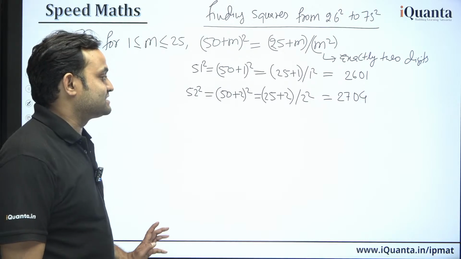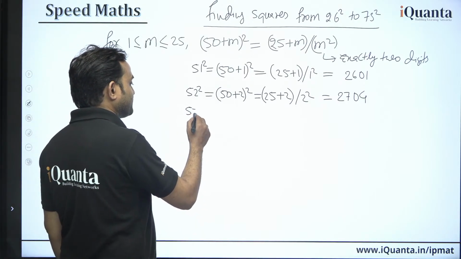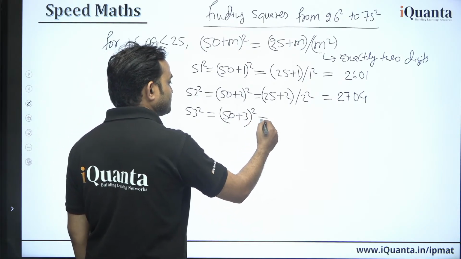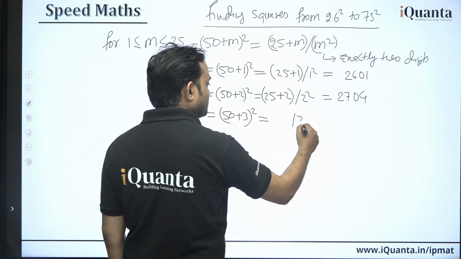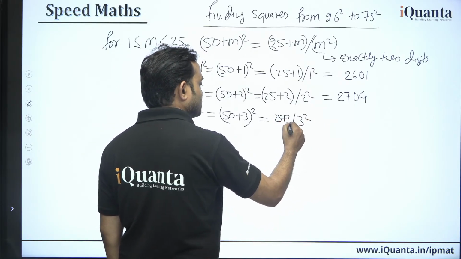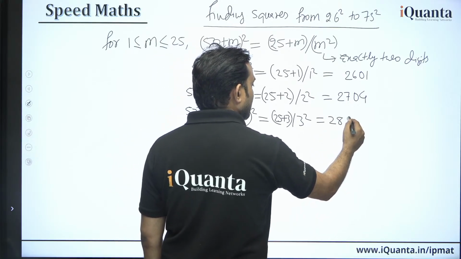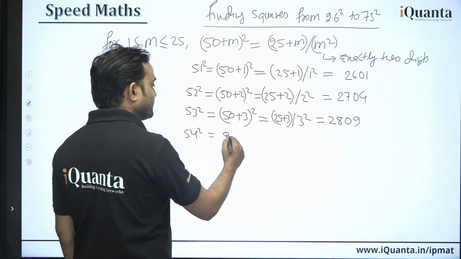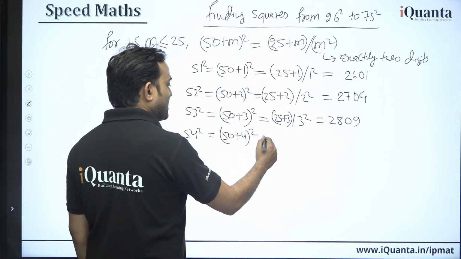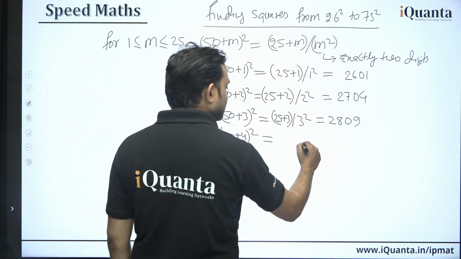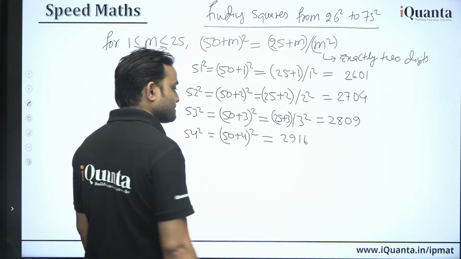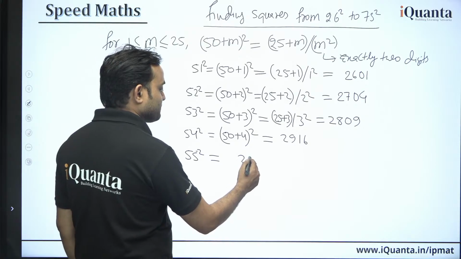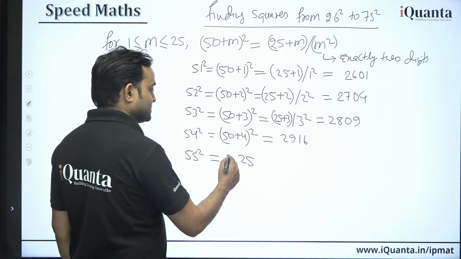है ना? कितना easy है ये बताओ. What is 53 square? 53 square is 50 plus 3. So 3 square and 25 plus 3, which will be equal to 2809. Then 54 square is 50 plus 4. Value of m is 4 here. So 4 square is 16, 25 plus 4 is 29. 55 square. 5 square is 25. 25 plus 5 is 30.